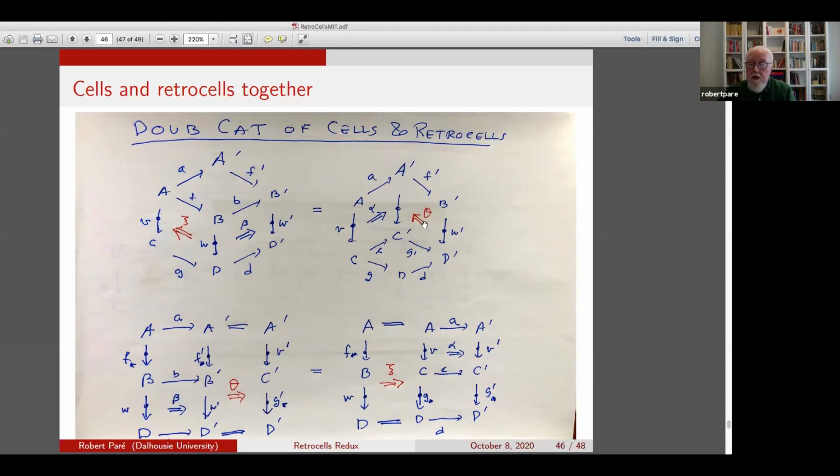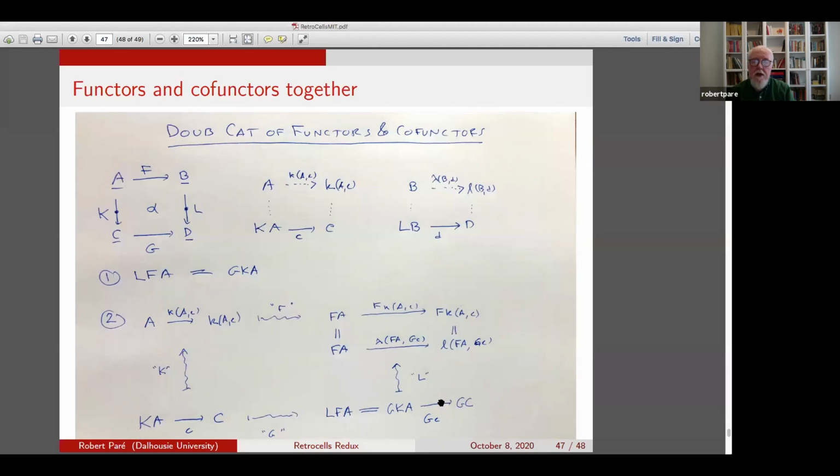But now the theta and alpha and C and beta, they do compose, but they compose not in the same way as the top and the bottom. So they compose like this. This is a canonical cell here and here. Okay, so this is the double category of cells and retrocells. Now, since cofunctors were morphisms in retrocells, then we can bump this up to getting a double category of functors and cofunctors.